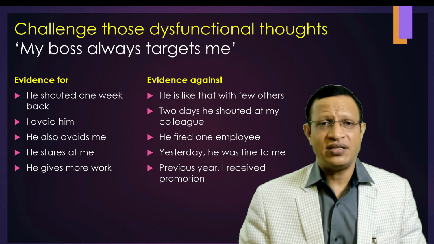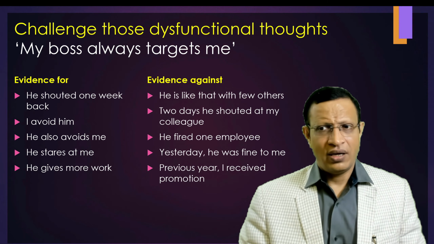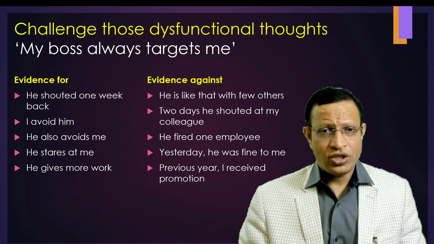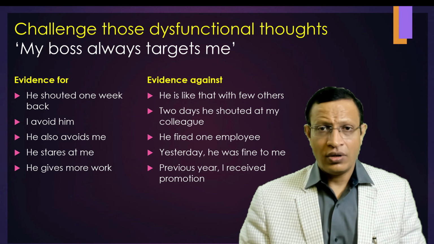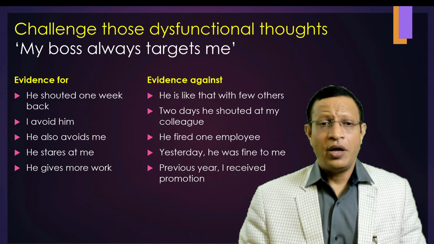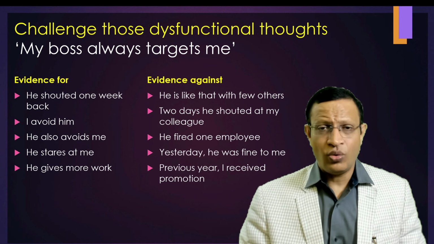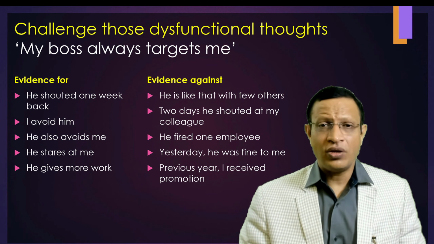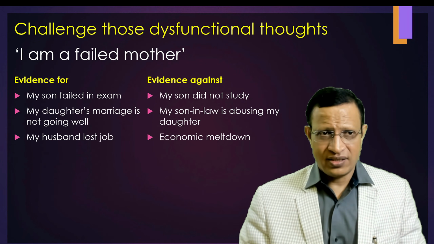Now you should ask for evidence against it. Is he like that with you only, or does he do that with everybody? He may say, he targets me and a couple of others also. Two days ago he shouted at me and also at my colleague. Then, did he fire any employees? How many has he fired till now? Why has he not fired you? Yesterday he was fine to you? What does that mean? Previous year I received a promotion. What does that mean? If the boss is targeting you, why is he giving you a promotion? Why has he not cut your salary? So these are the questions. Evidence for and against needs to be discussed.